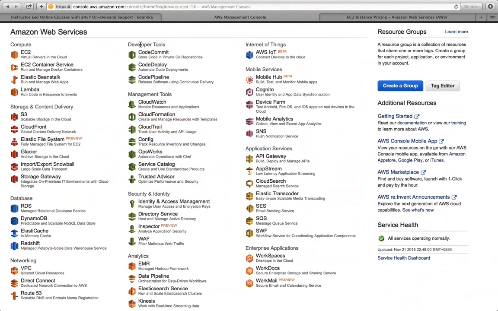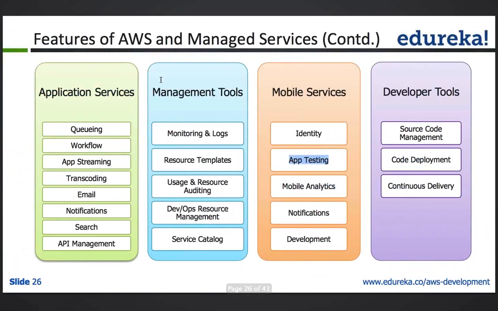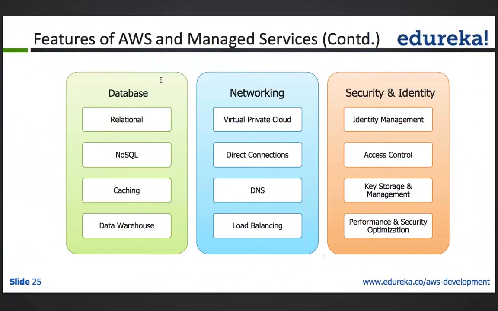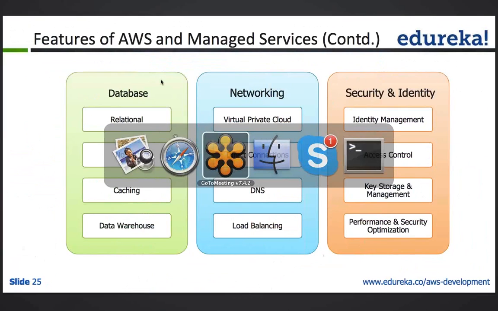All right. So here it is. Developer tools right on the top. You can see CodeCommit, which is like Git repositories, CodeDeploy for deployments, and CodePipeline is the name of the product for continuous delivery. All right, so this is an overview of the various services. We'll talk more about these services tomorrow. Please let me know if you have any questions on these.